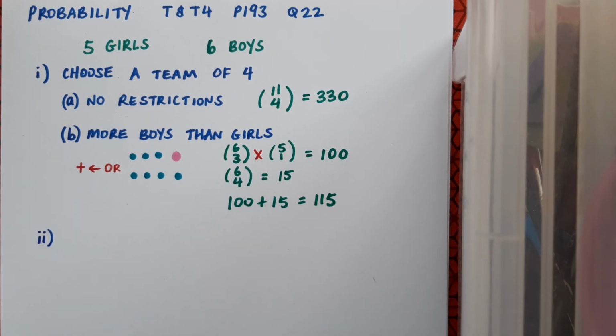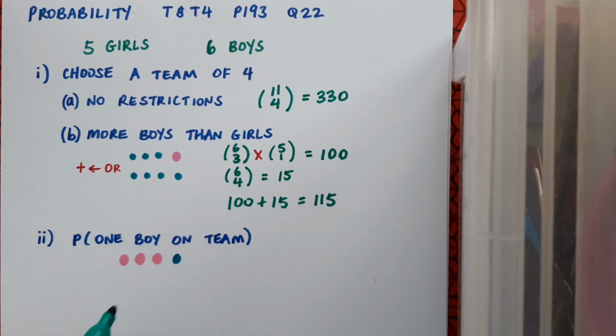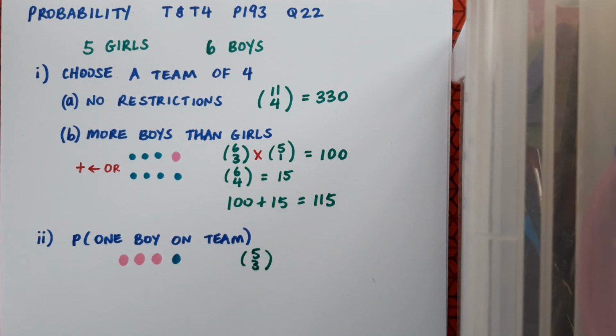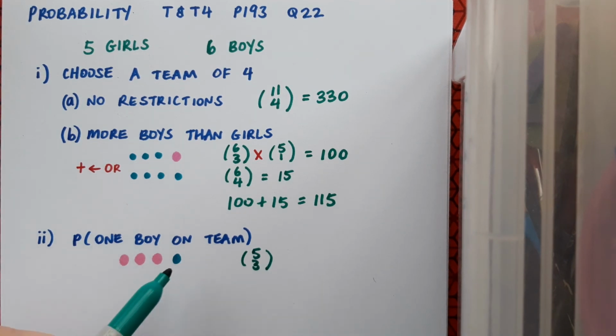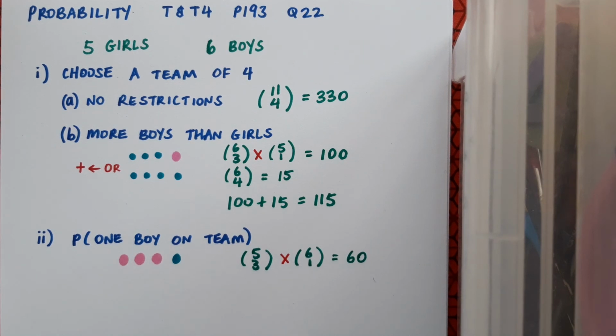Part 2 of the question then looks at probability properly, and it asks us to find the probability that there's only 1 boy on the team. Again, let's just visualize what that looks like first of all. This time I've got 3 girls and 1 boy. So I need to first of all figure out how many different ways that can happen. There were 5 girls and I need to pick 3 of them, so that's 5 choose 3. And then of course there are 6 boys and I just want the 1, so that's 6 choose 1. I need to have 3 girls and 1 boy, so 'and' means I'm going to multiply. And this gives me 60. So there are 60 possible teams with just 1 boy on the team.